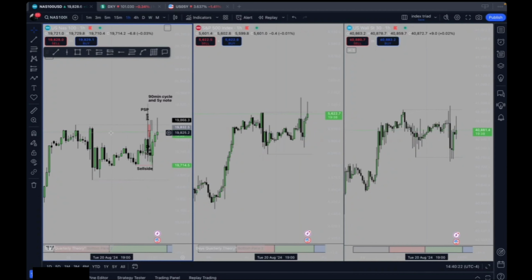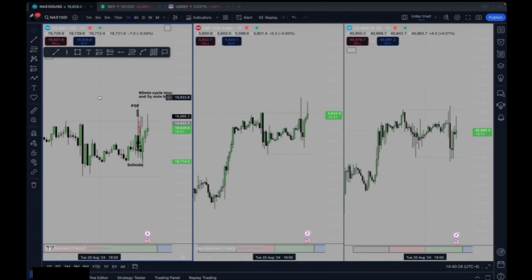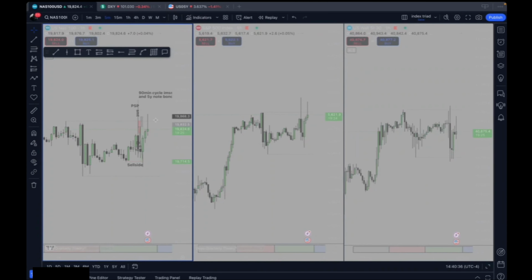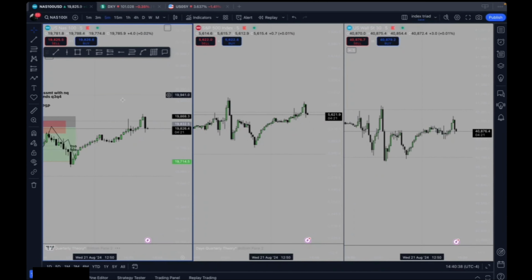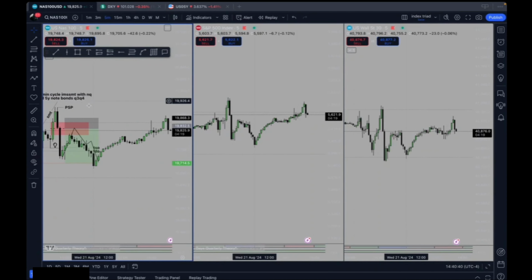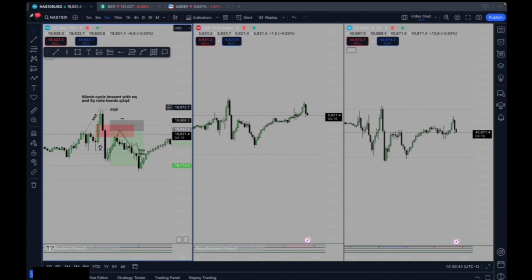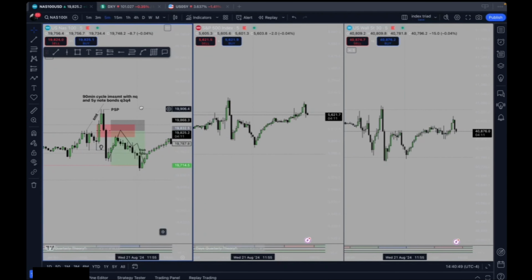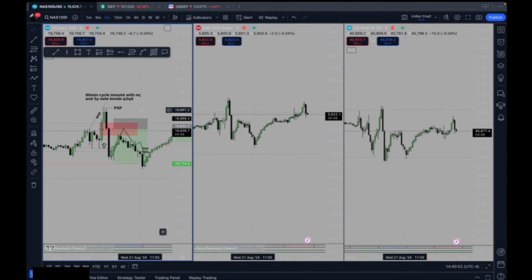So for the day, our bias was pretty bearish, so I was looking for shorts. And then I scaled in on my lower time frame, which is the 90-minute cycle. And for the 90-minute cycle, I use the 5-minute time frame. This is how my original setup looked. I will go more in depth right now.